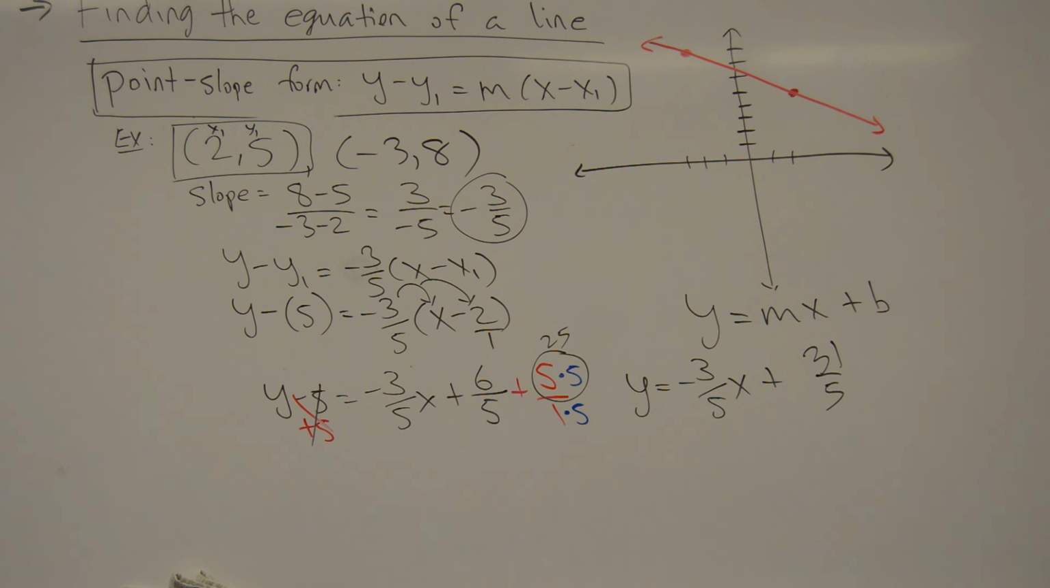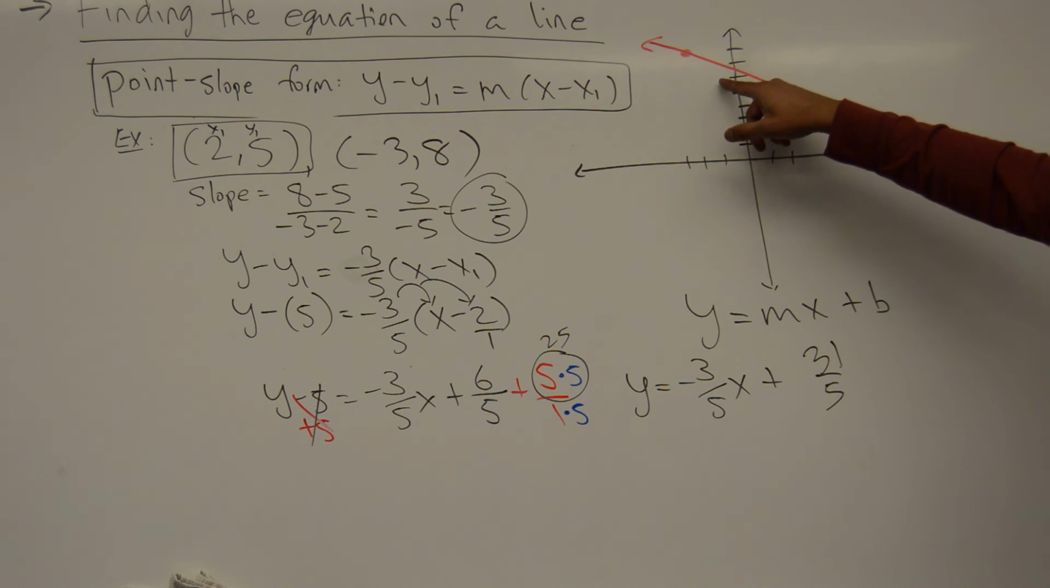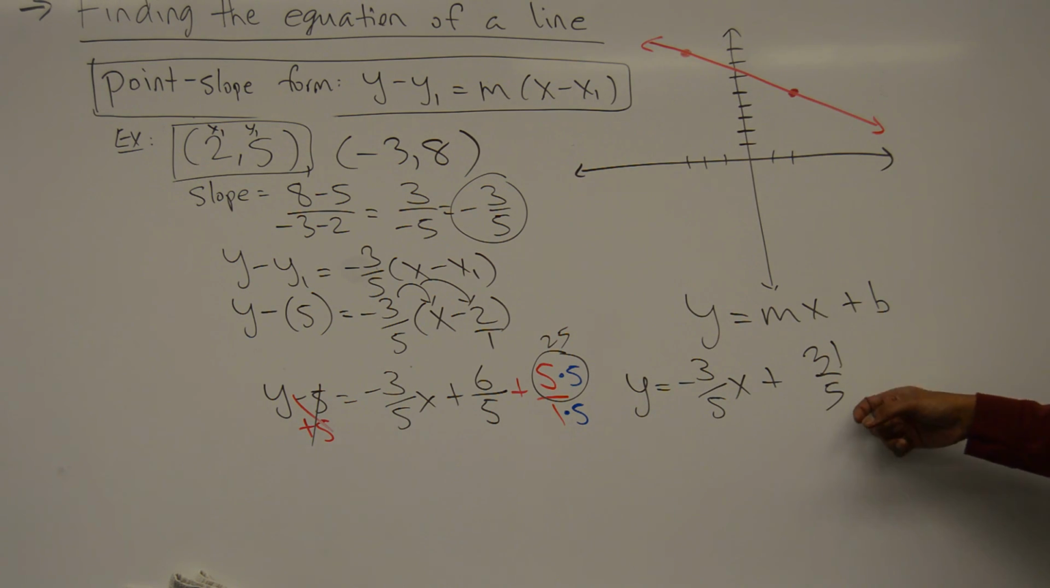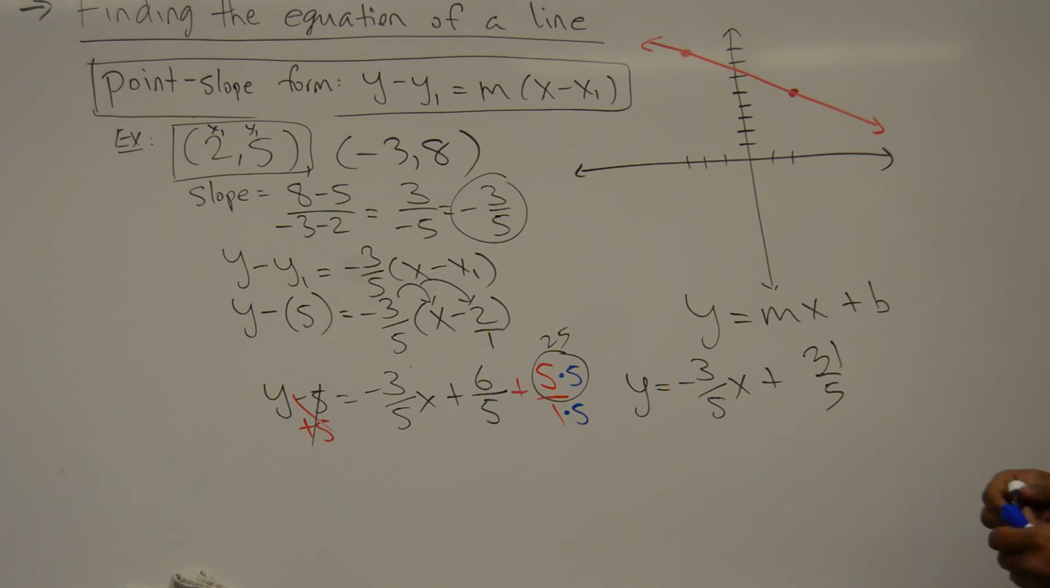Now, does that make sense? 31 divided by 5, if you convert it to a decimal, that's like 6.2. Remember we said our y-intercept is somewhere between 6 and 7, so it makes sense that the y-intercept is 6.2. So our plot and our equation, they both make sense.